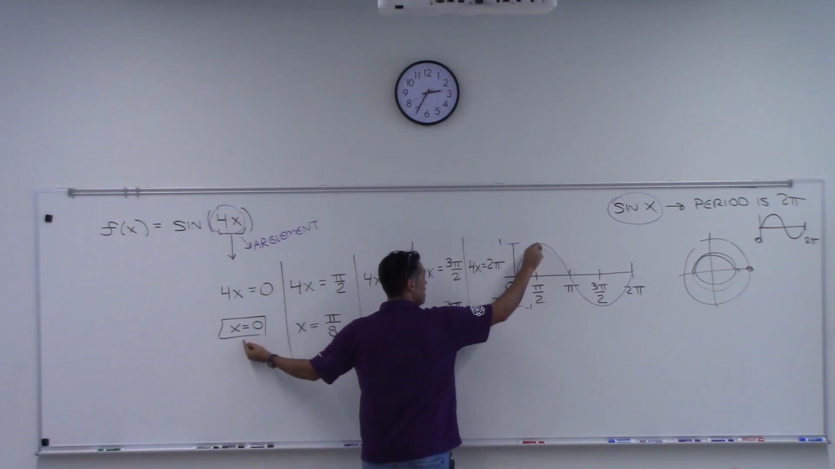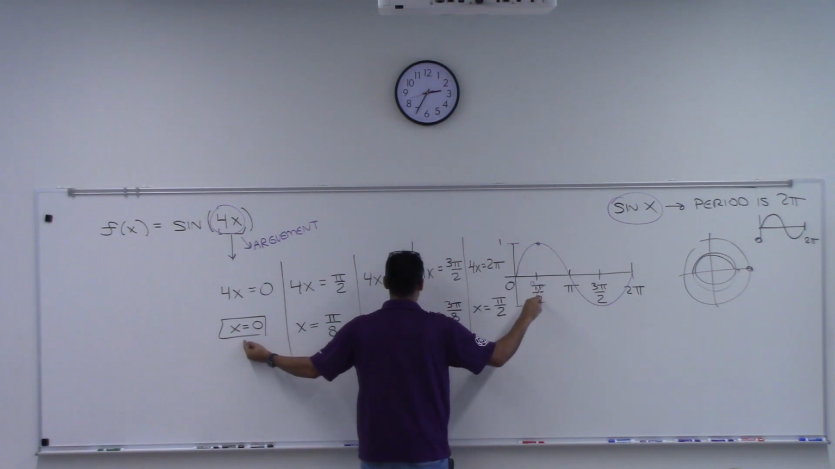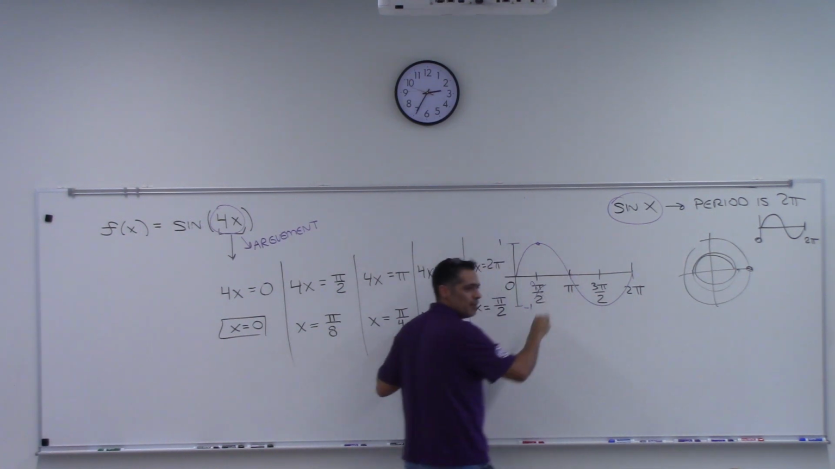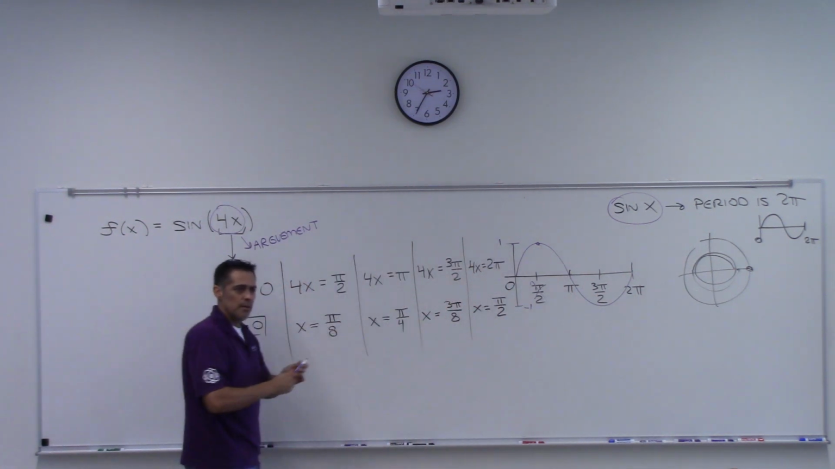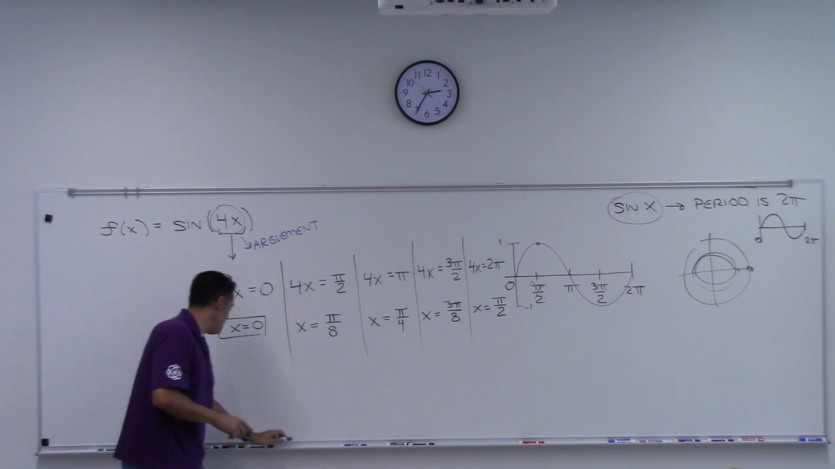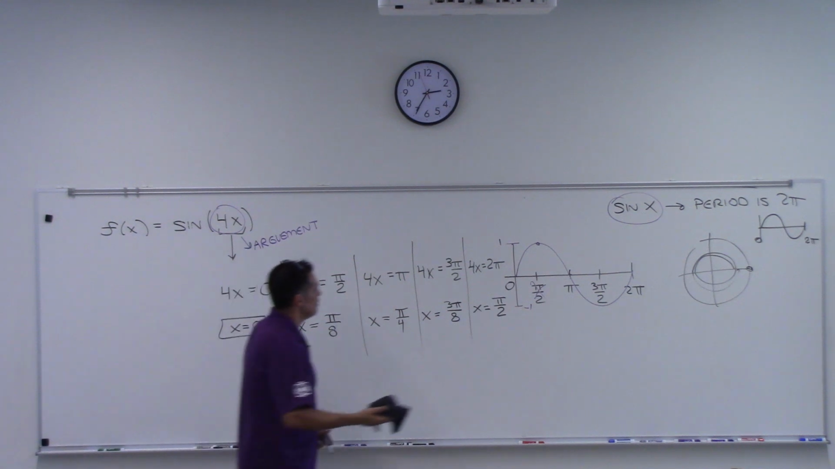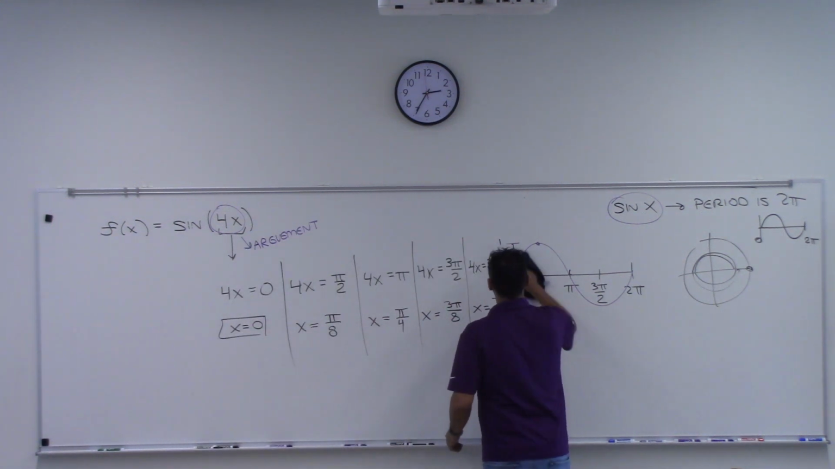But this peak right here is not happening at pi over 2. It's actually happening at pi over 8. And then this one right here is not happening at pi, it's happening at pi over 4, and so on and so forth. So now I'm going to try and draw this for you, the final picture of this.